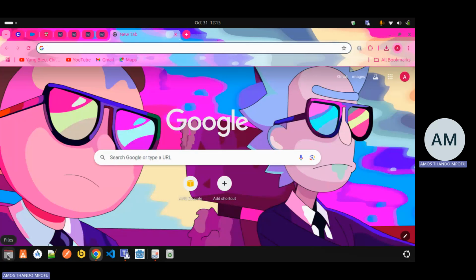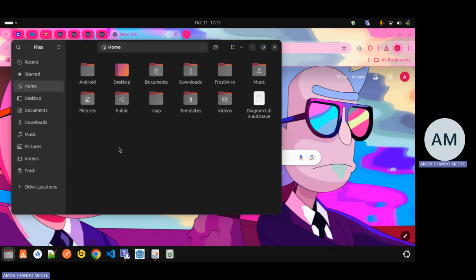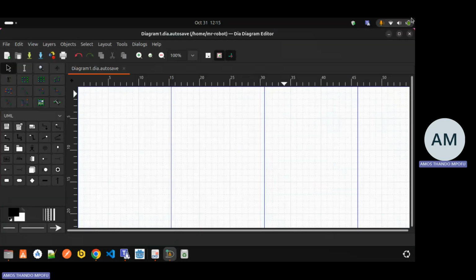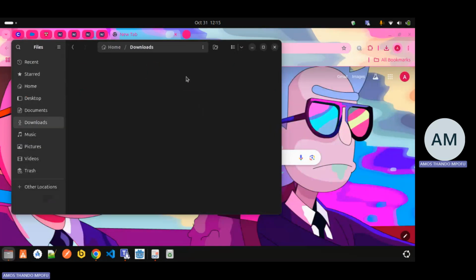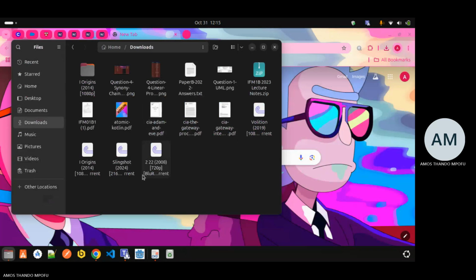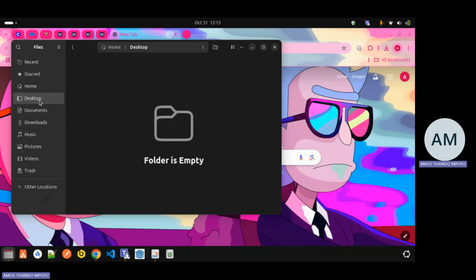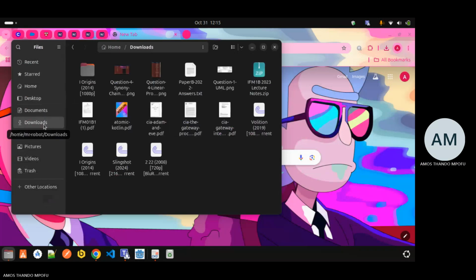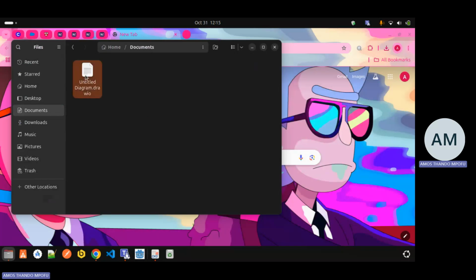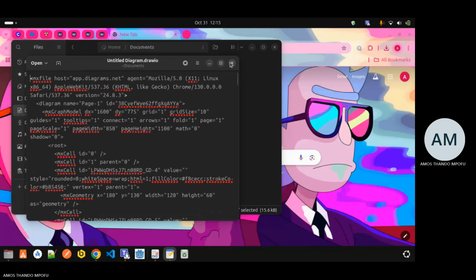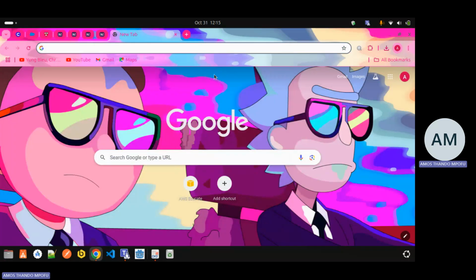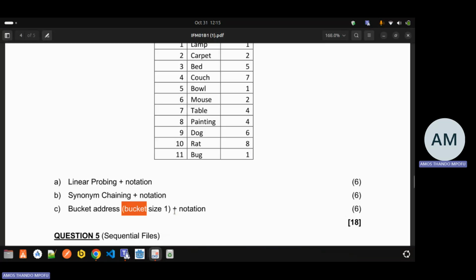Okay, not me deleting this, but at least I still have it. Do I still have it? I hope I still have it. Where is it? Maybe on desktop. Okay, it's on documents. Still have it. But bucket size, you usually get a bigger bucket size. I don't know how come they say bucket size of 1.